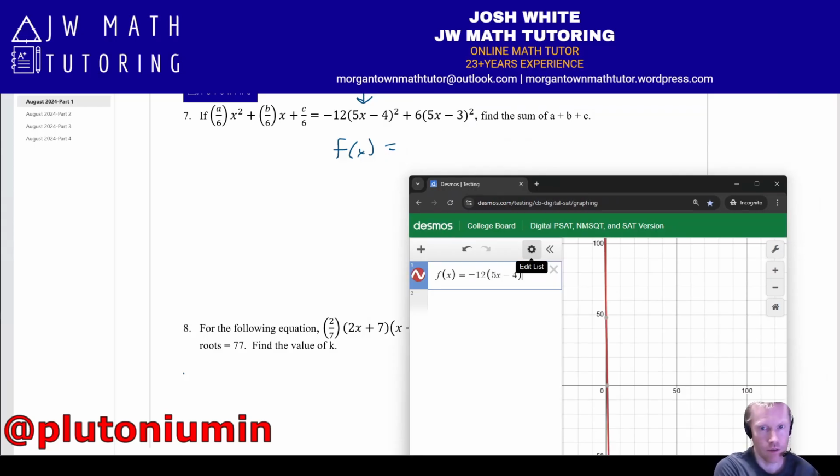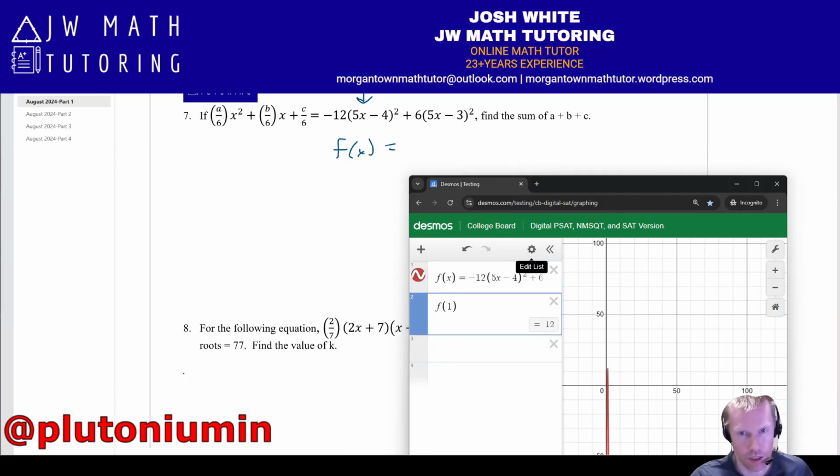Now this is not necessarily the new approach. However, what you can then do is just use a regression statement. So there's the function, and there's our f of 1 equaling 12.